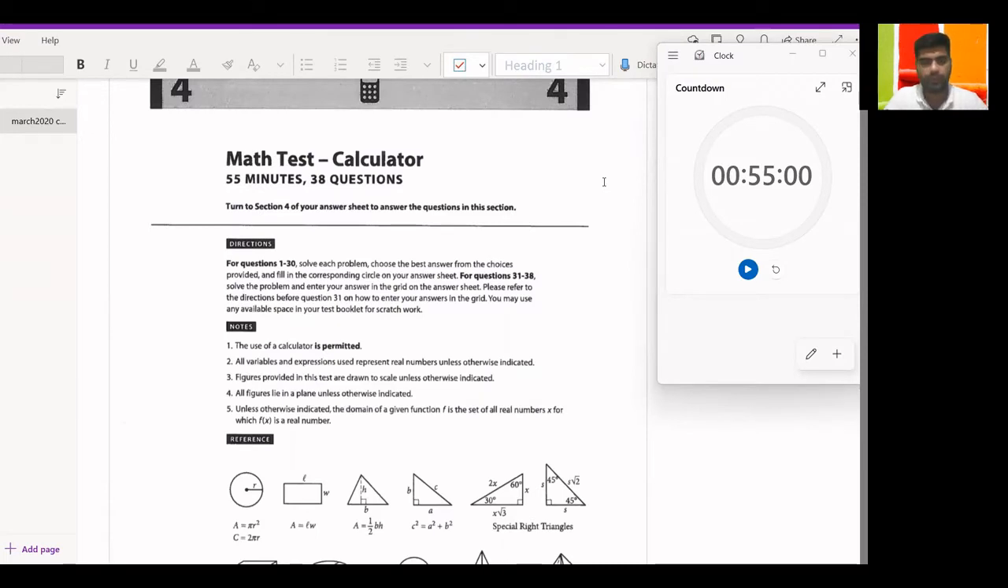Welcome back, guys. So we finished the No Calc section in quite some time. The next is the math calculator section. As we can see, the stipulated time is 55 minutes. I'll start my timer right now and we'll see how fast or how soon we can finish this section. I'll try not to use the calculator unless it's quite necessary. In that case, I'll turn on my graphing calculator and I'll use that.